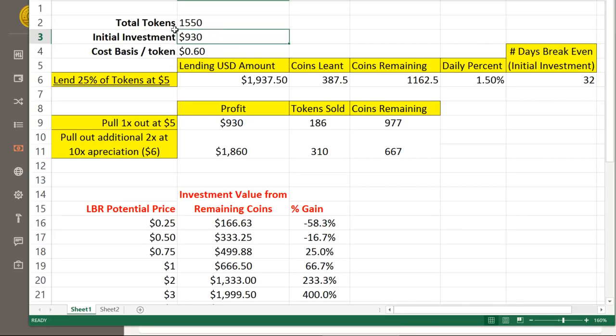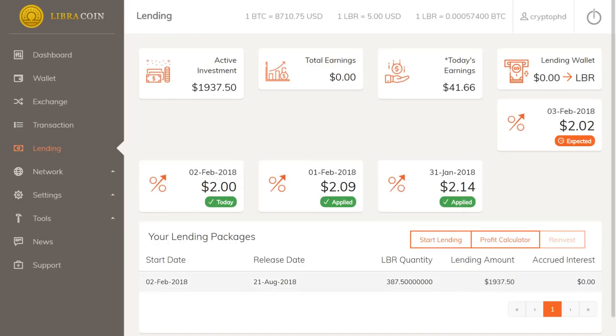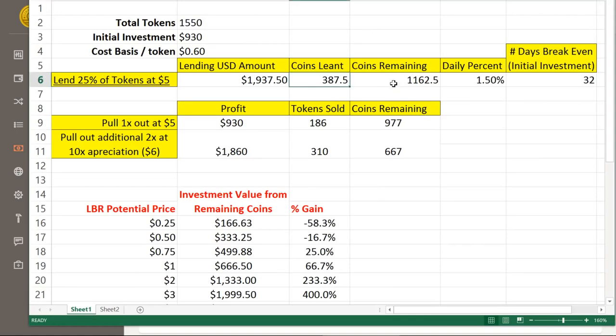All right, with that said, we're going to start off with a 25% lend of our total token account, which is what you just saw me do. Lending 25% of tokens at $5. Their lending is locked at $5. So that turned out to be 1,937, which you just saw, which was 387 coins. And let's just make sure that it was 387. Yep, 387.5. Which means if you subtract 387 from 1,550, this is how many coins we have remaining.